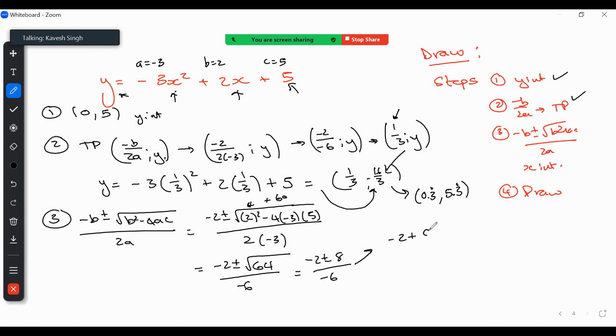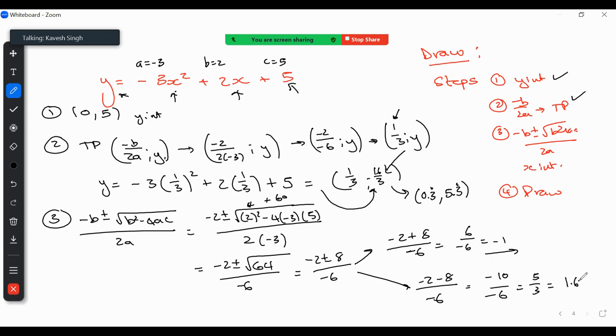So negative 2 plus 8 over negative 6, and negative 2 minus 8 over negative 6. Negative 2 plus 8 is 6. 6 divided by negative 6 is negative 1. Negative 2 minus 8 is negative 10 over negative 6, which would be 5 over 3. Divide by 2, divide by 2, and positive. So that's equal to 5 divided by 3, which is 1 and 2/3 or 1.67, let's say, rounded.